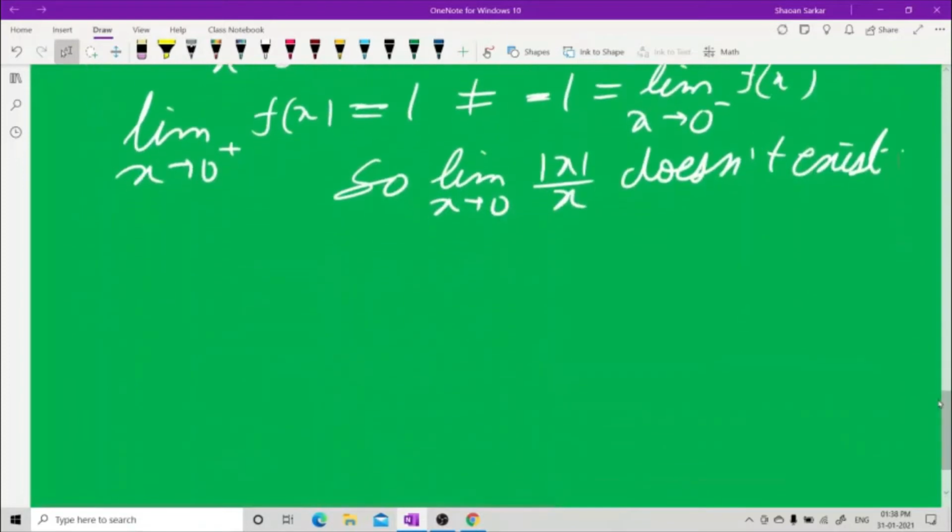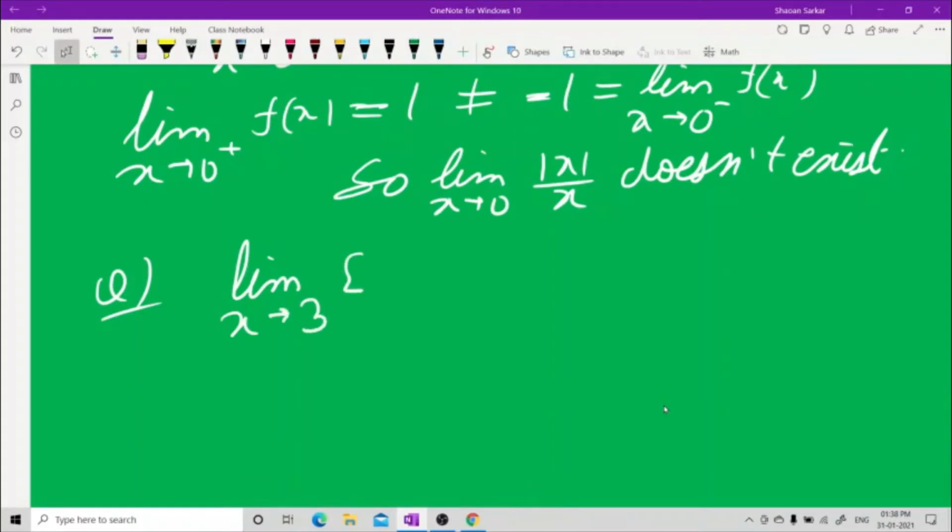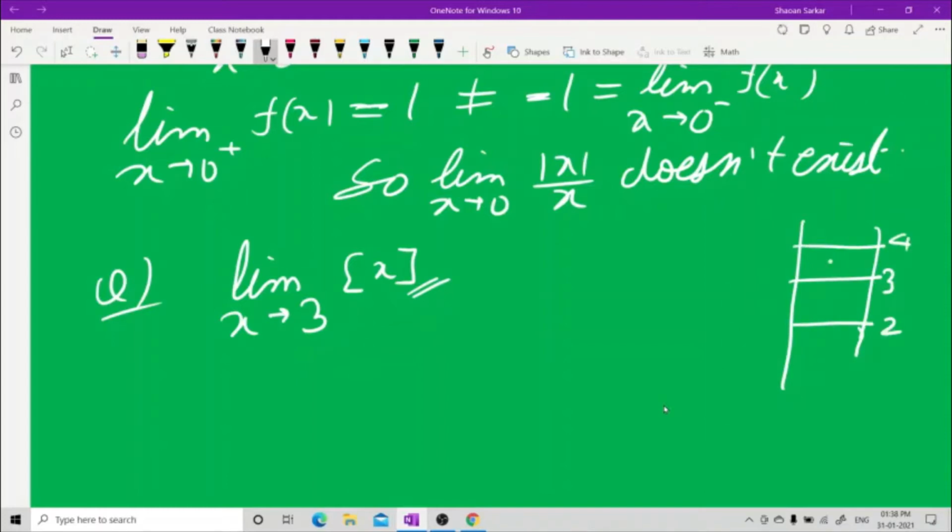Next, let us take more examples on this. Let me take a question. Limit x tending to 3, take the greatest integer function this way. Now I told you this is the floor function. I hope you remember the floor function. That's why I told you about it. Take the point 3 here, take a point 2 here, and take a point 4 here. So this is more than 3. Between 3 and 4, it will come to 3. Between 3 and 2, it will come to 2. Now start LHL. That's why I taught you all the graphs.